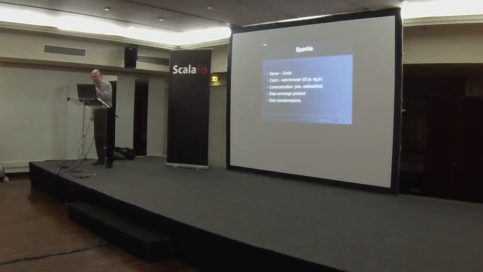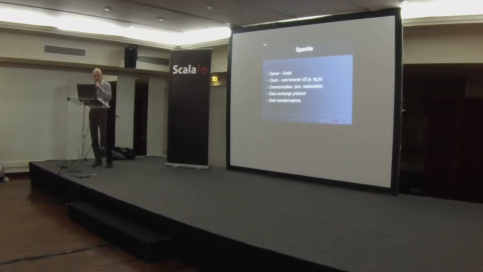So how does this work? Similar to Bokeh, you have a server part and a client part. The server part is in Scala, and the client is using the D3 JavaScript library. And Sparkle actually comes with another library called SG, which sits on top of D3. This library is specialized for time series. Currently in Sparkle we can do only time series visualizations.